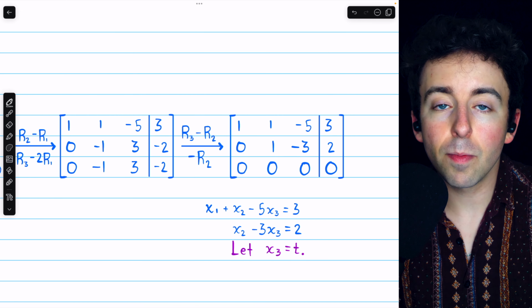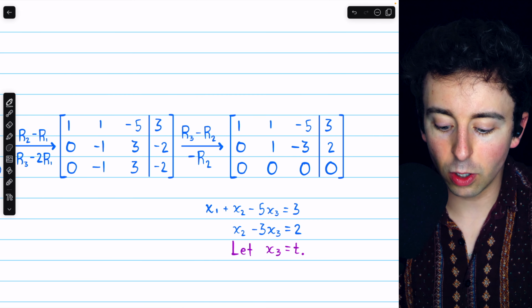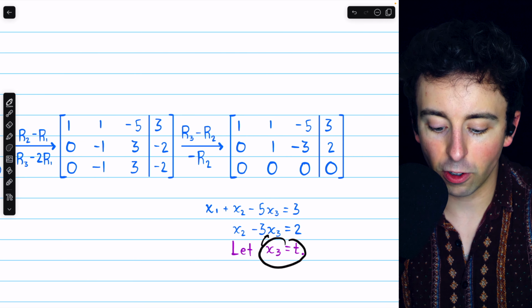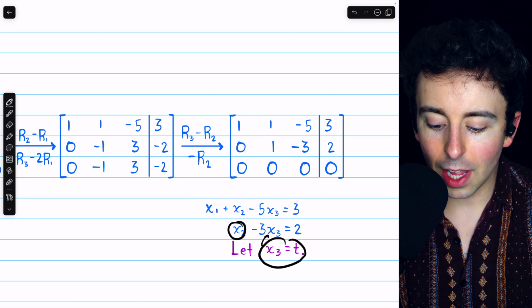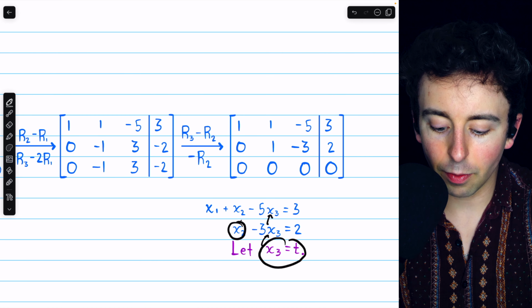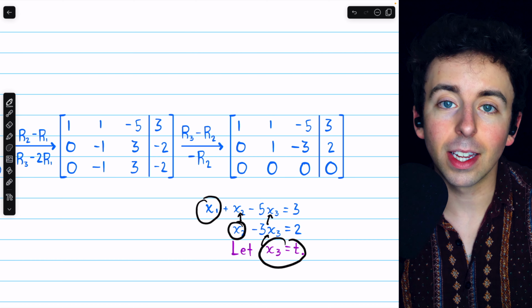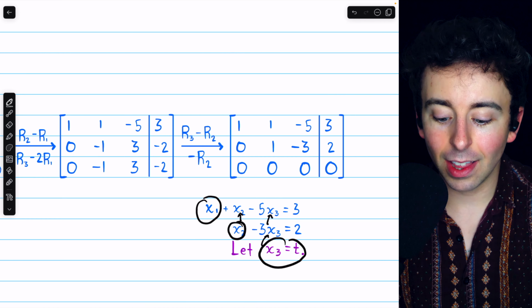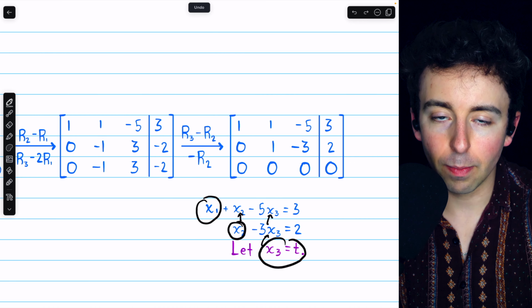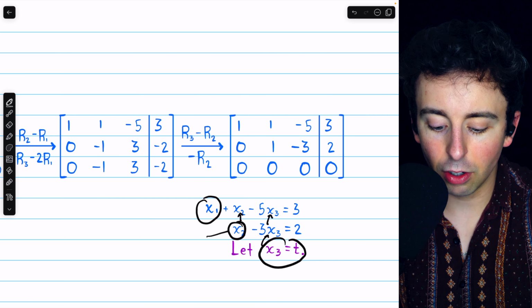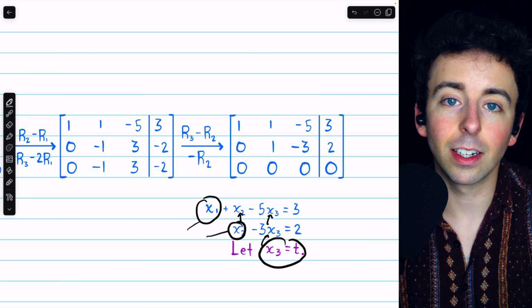Then we go through the same process as before, back substitution. x3 equals t, and we can plug that into the second equation and solve for x2, and then plug both of those things into the first equation to solve for x1, but it will all be in terms of t. Again, that's because x3 is free to be whatever it likes, that value t. And then the values of x2 and x1 would be calculated accordingly.